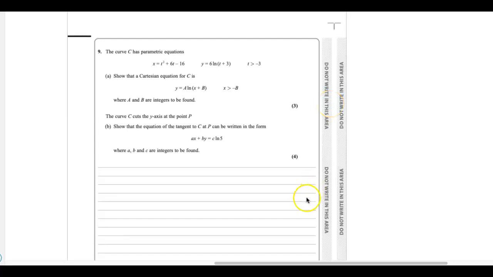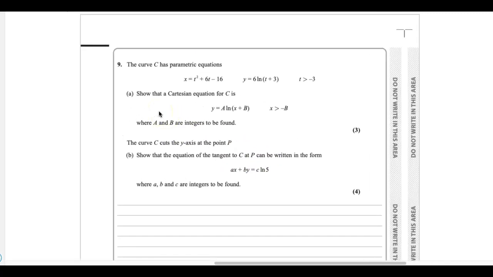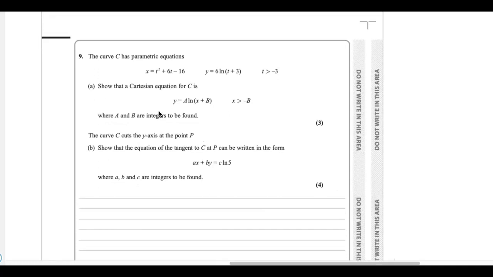Today we are going to be discussing question number 9 from June 23 Pure Paper 2 Real Series. So let's get started. We have a question over here that is from parametric equations. We have x and y given and we have to show that a Cartesian equation for C is this. Okay, so let's get started. We have to make y to be in x, right?